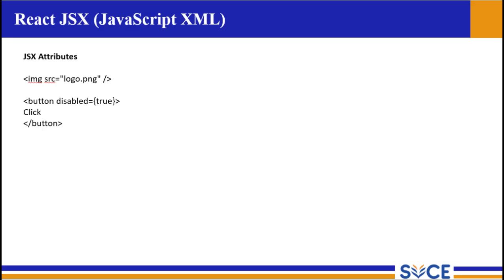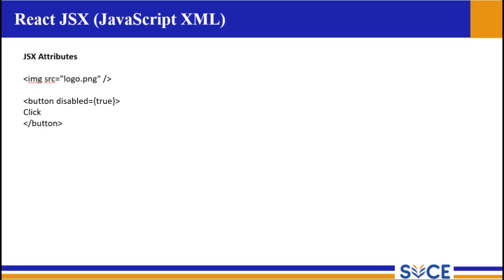One of the biggest advantages is that attribute values can be dynamic. In HTML, attribute values are usually fixed or static. For example, if we specify the source of an image or the text inside an element, those values remain the same unless the HTML file is manually modified.